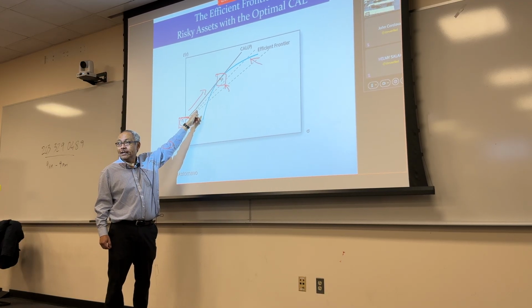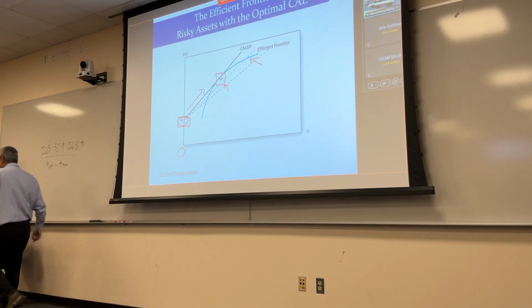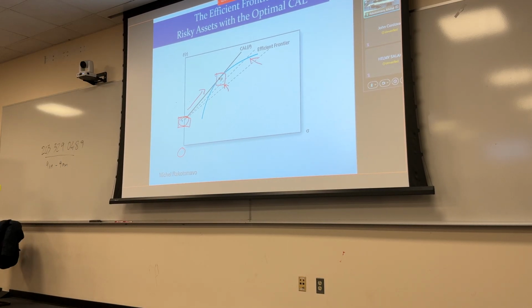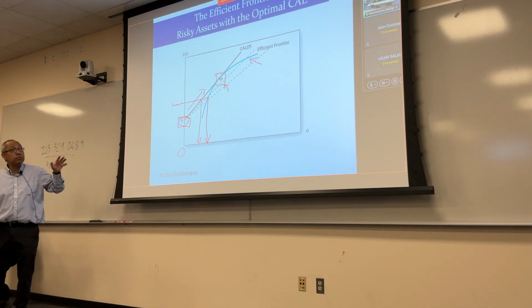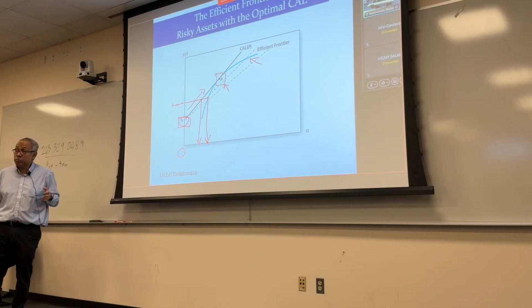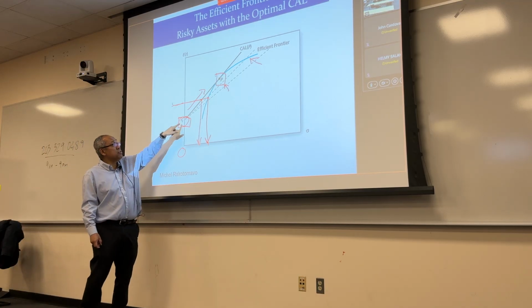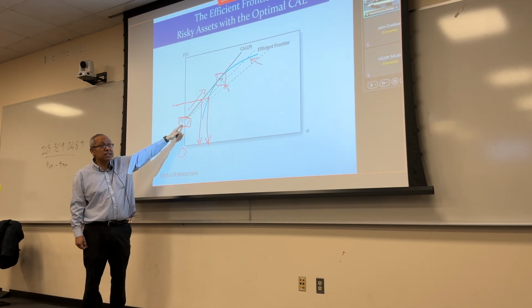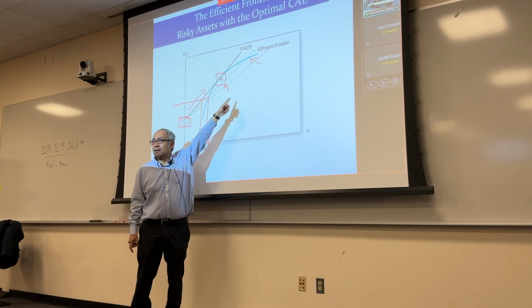Do we all see that? Like here. If I target this return, I would have accepted this level of risk on the old efficient frontier. But now, I have a safer alternative. Do we all see that? So literally the straight line is better than the old efficient frontier, and the straight line is very simple. You invest some of your money in the risk-free asset, and some of your money in this P portfolio.